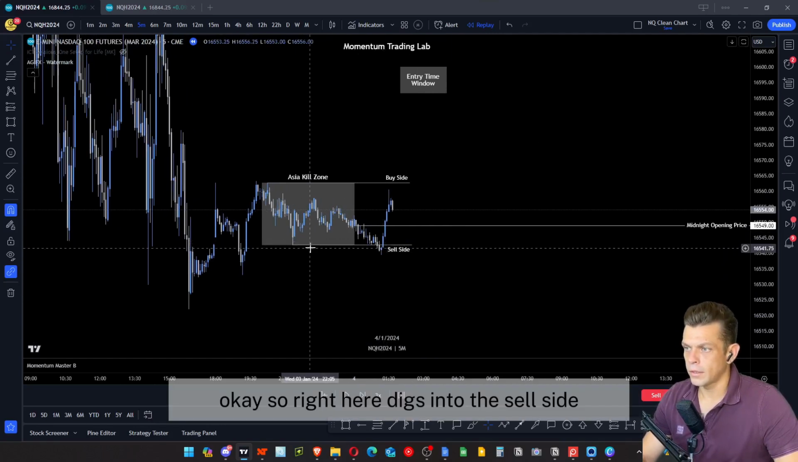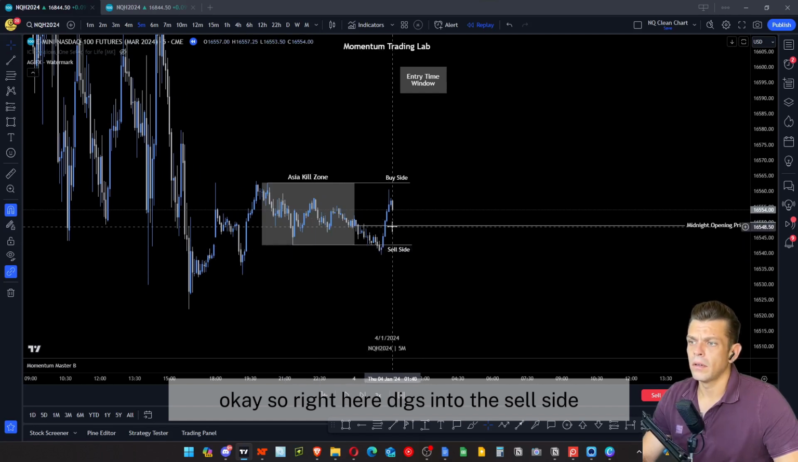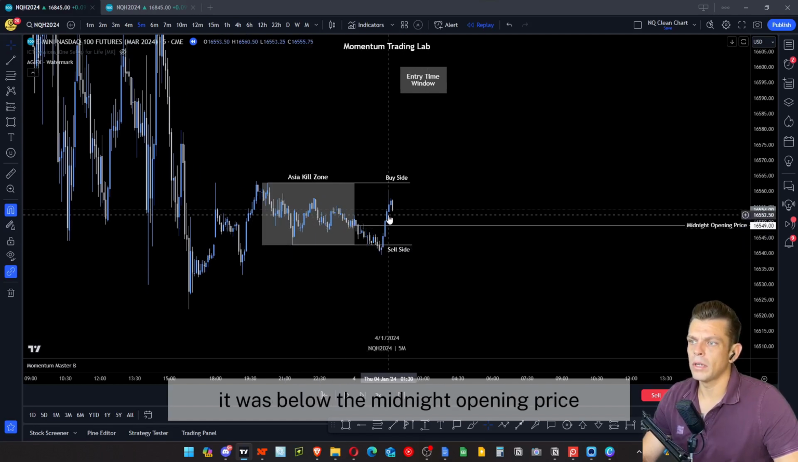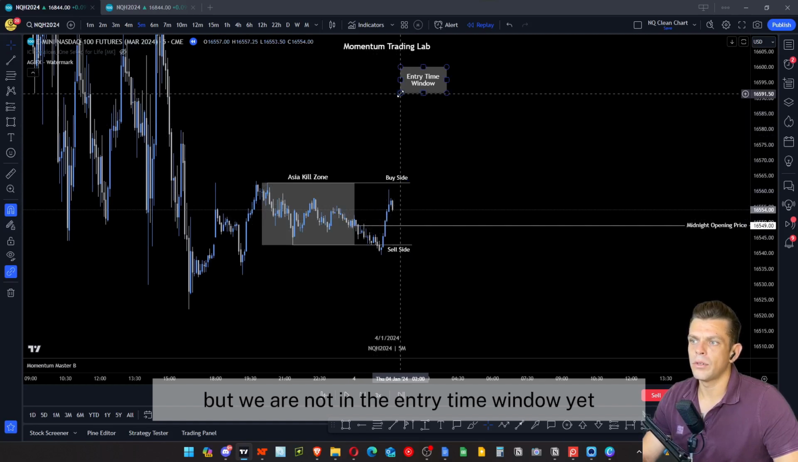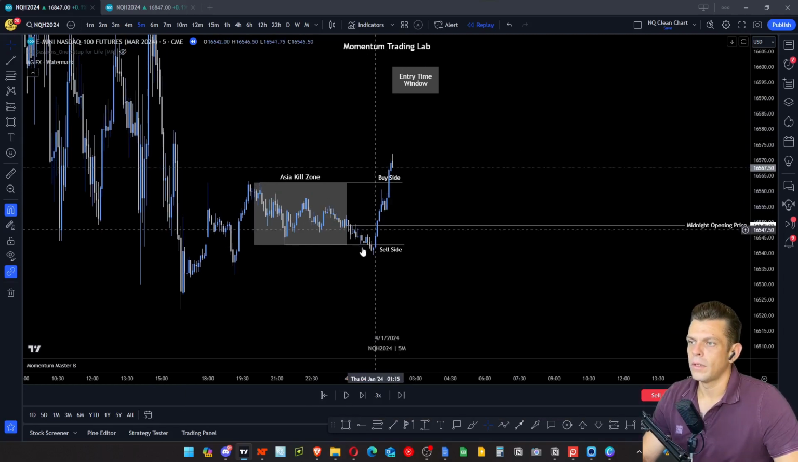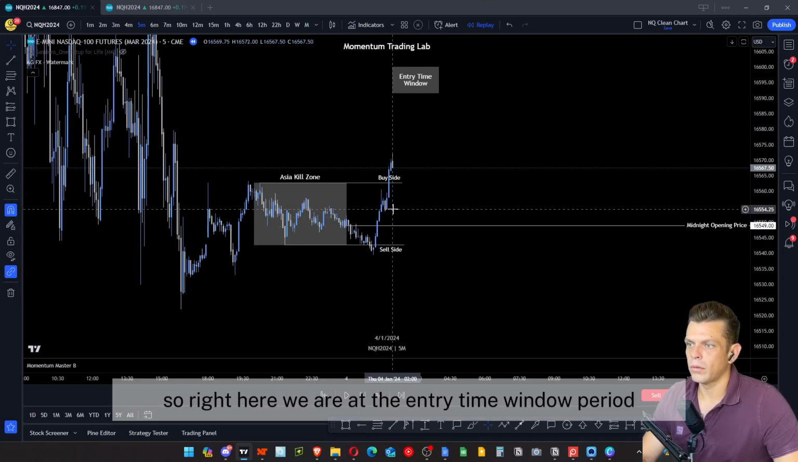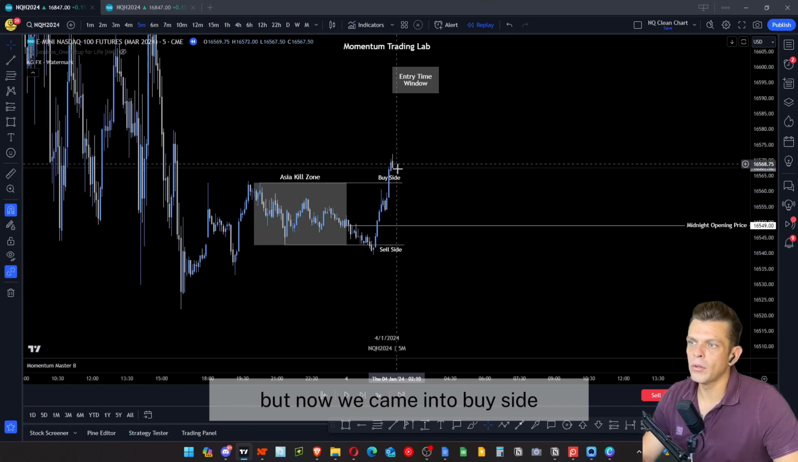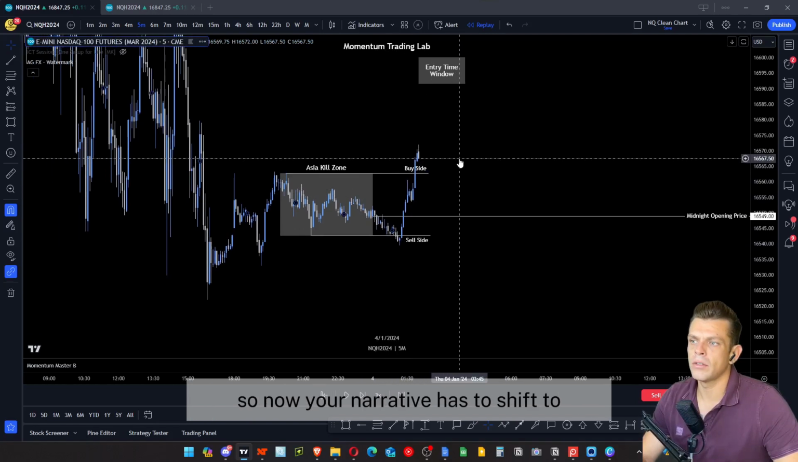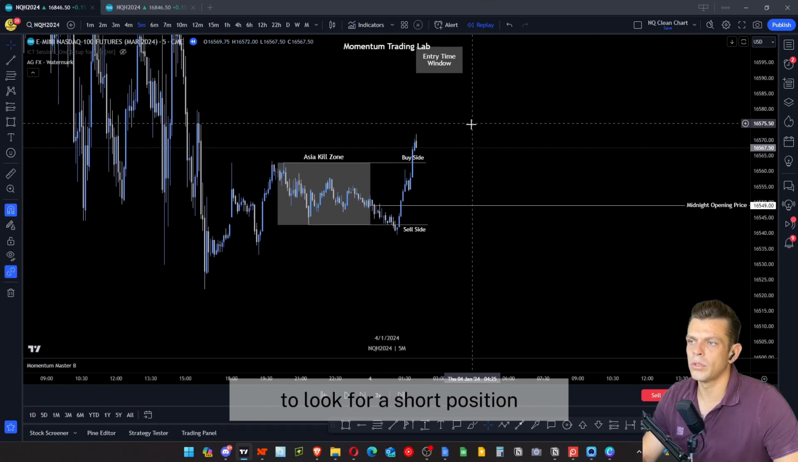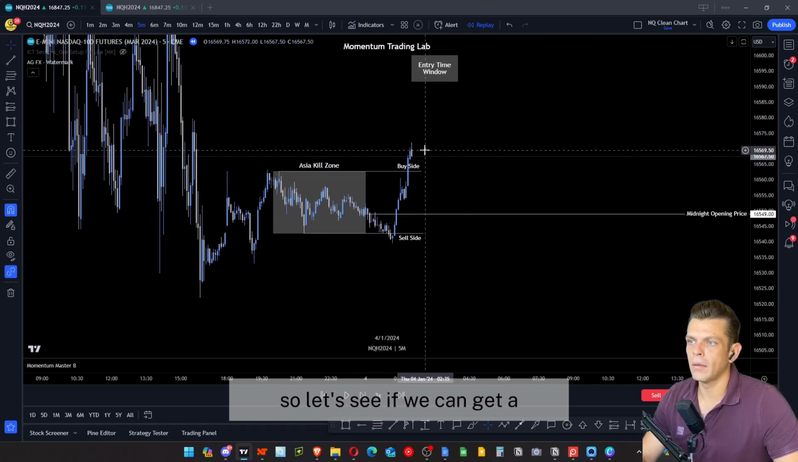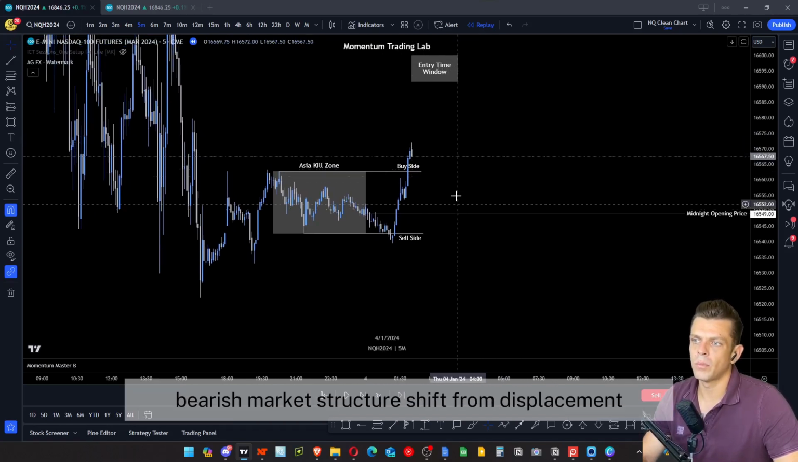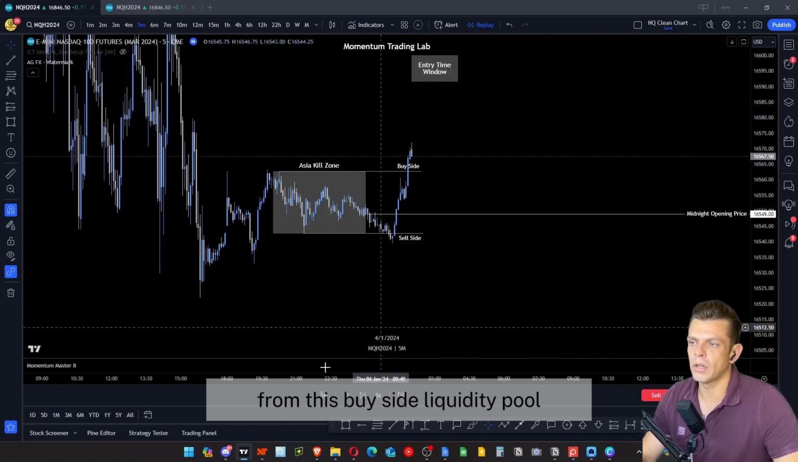Okay, so right here, digs into the sell side. It was below the midnight opening price, but we are not in the entry time window yet. So right here, we are in the entry time window period, but now we dug into sell side, and now we came into buy side. So now your narrative has to shift to look for a short position. So let's see if we can get a bearish market structure shift from displacement from this buy side liquidity pool.